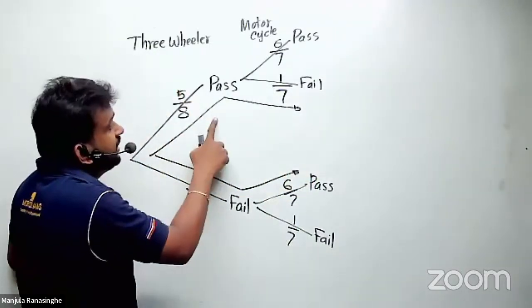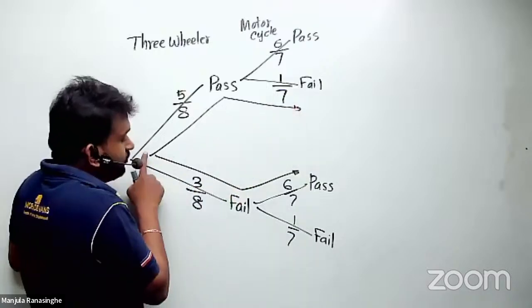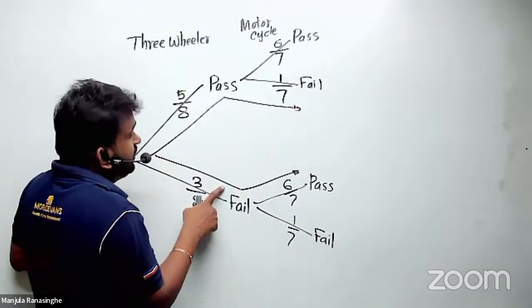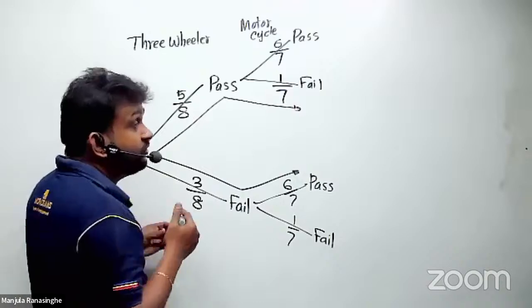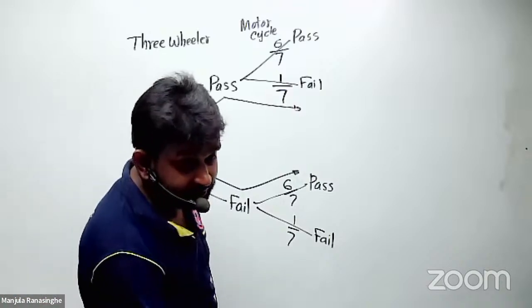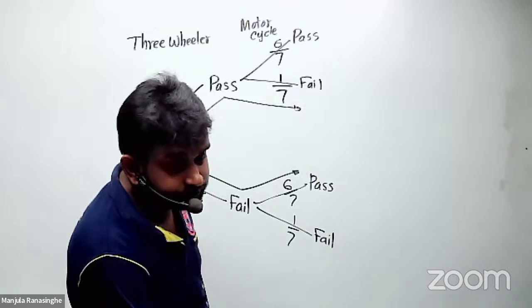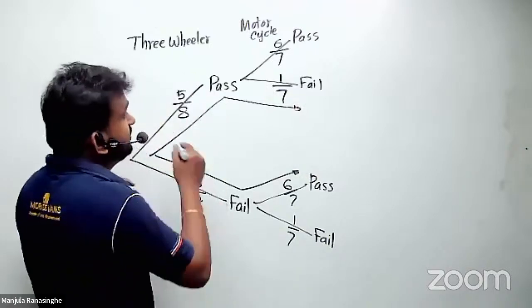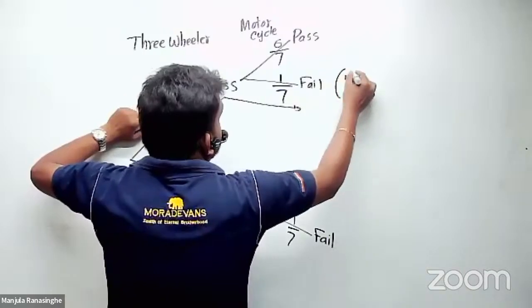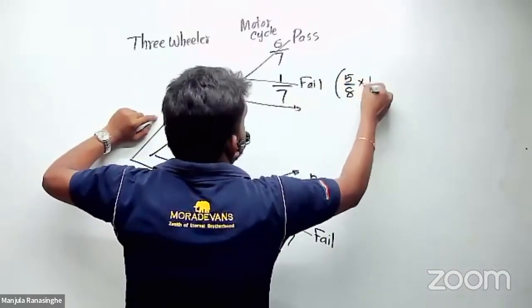Means three-wheeler pass, bike fail, or bike fail, three-wheeler fail, bike pass. Only one vehicle fails. So the probabilities on these branches are 5 upon 18 times 1 upon 7.